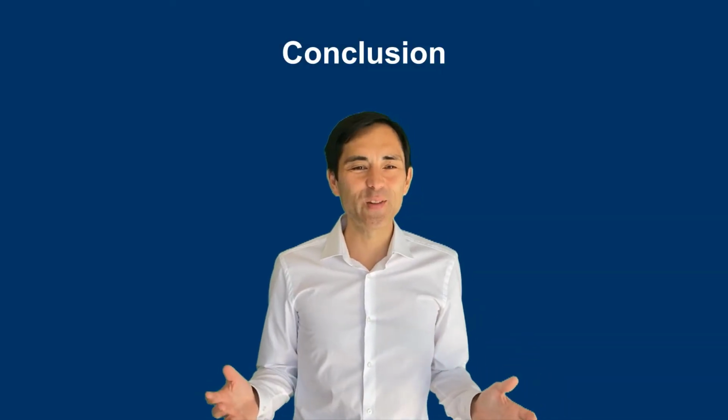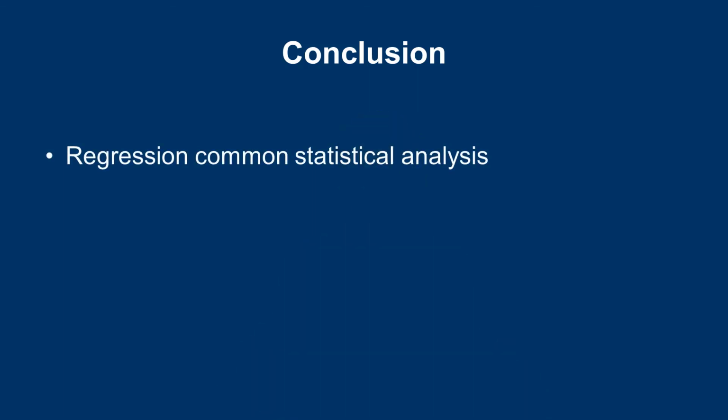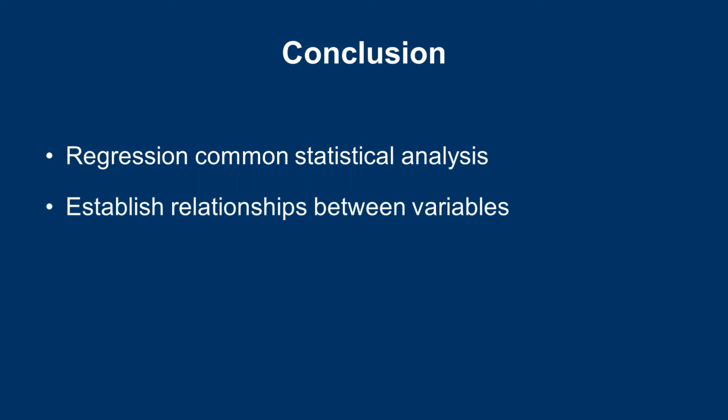Now we've reached the end of this video. Let me conclude this video. Regression analysis is a very common and very powerful statistical analysis. It's very often used in different types of research fields because it can establish relationships between different variables. It can also control for confounding effects, for control variables. For all these reasons, regression analysis is frequently applied in research.